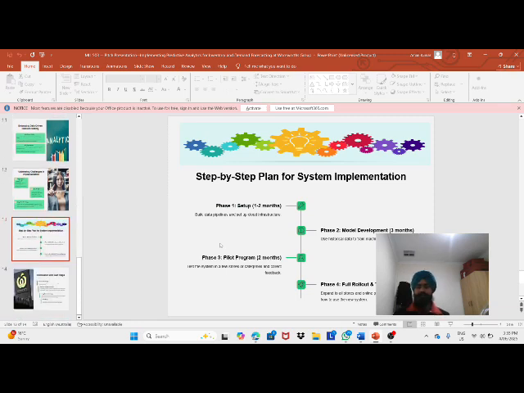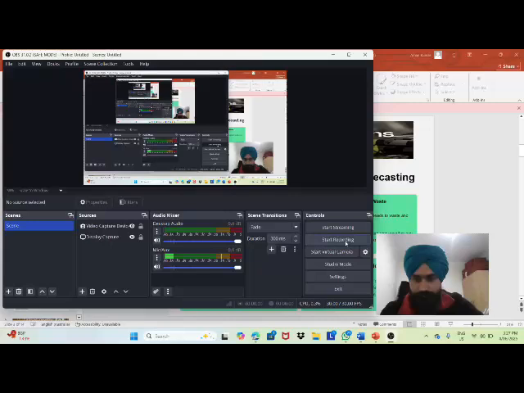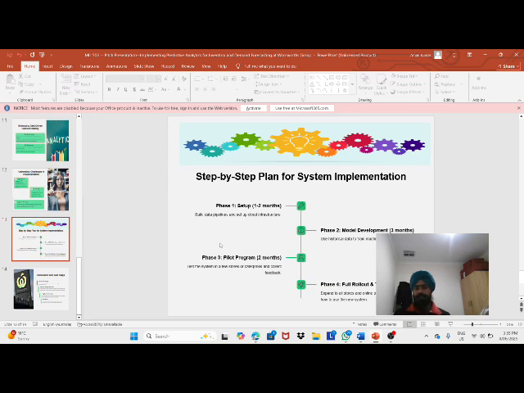So here is a step-by-step plan for the system implementation. Mainly there are four phases: setup, model development, pilot program, and the last one is full rollout and ongoing training. If I talk about phase one, there should be a set of data pipelines and cloud infrastructure. So first, they would build data pipelines and set up the cloud infrastructure for the company. It should be the first and beginning phase.